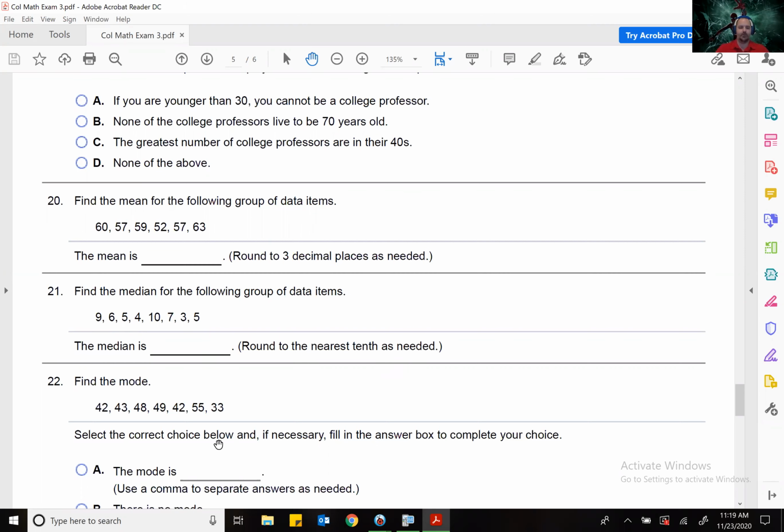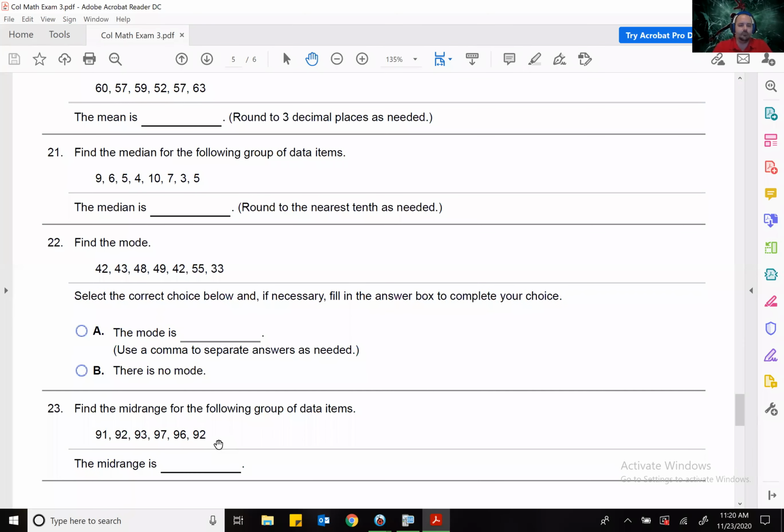22 is all about the mode. So remember, mode means most. So if you look up here, I've got 2 42s. Everyone else happens once. So the mode is, you're going to select A, and it is 42. So you'll click on A and you'll say 42 is your mode because it's the number that happens the most. It happens twice. Everyone else is only once.